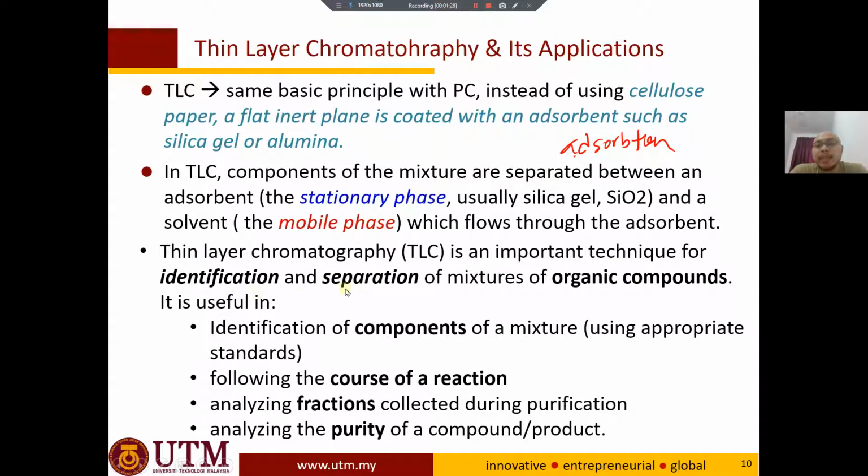Here are the applications of the TLC. The principle is about the same, but it is adsorption, and here is the principle. So if, for example, we ask you to describe what is the TLC, you may get 1 mark, 2 marks, and 3 marks. The next thing I need you to be able to understand is the application of TLC. The TLC and also paper chromatography have four applications.